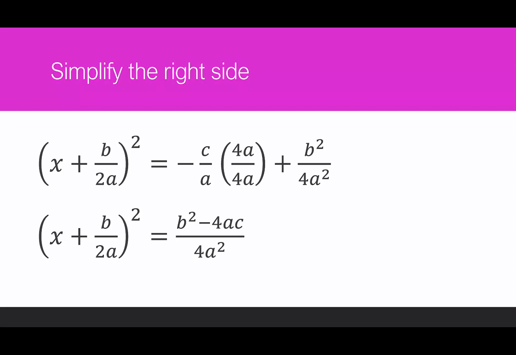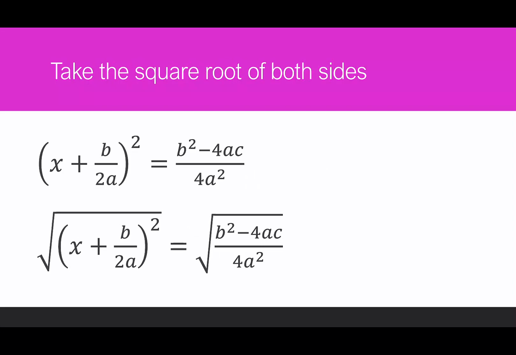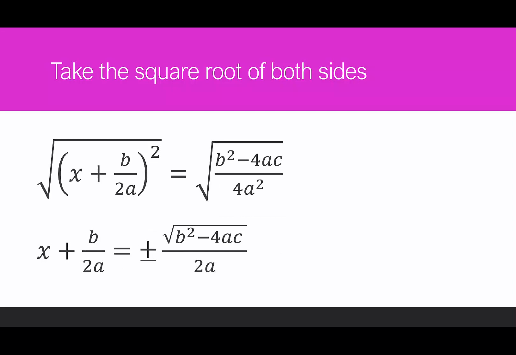At this point, I've done the completing the square, so now I use the square root method. The square root method says take the square root of both sides. So on the left side, I take the square root of x plus b over 2a squared. On the right side, I take the square root of b squared minus 4ac all over 4a squared. On the left side, the square root and the square just go away. On the right side, though, I'm going to put in the plus or minus to say I know I'm going to get two solutions. I'm going to take the square root of the numerator, which we cannot simplify. It's just the square root of b squared minus 4ac. But in the denominator, the square root of 4a squared becomes 2a.